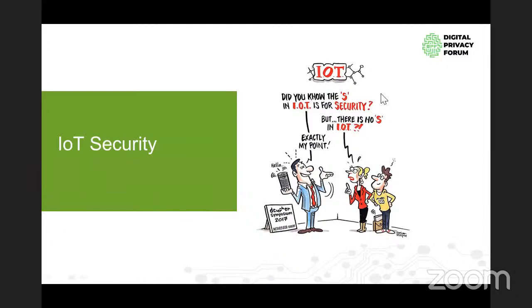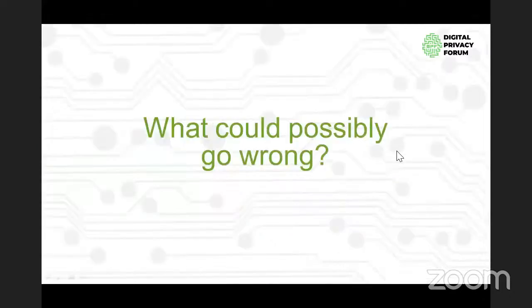So let us get into it. Did you know the S in IoT is for security? But there is no S in IoT, right? So exactly. So let us understand what could possibly go wrong. Why do we need security? Why are we very, very much worried about IoT security? This is the question everybody has to ask.